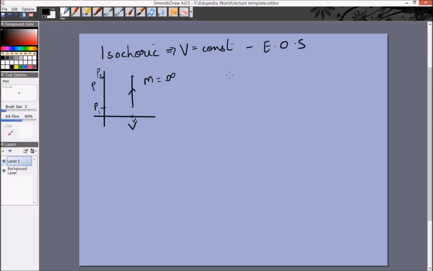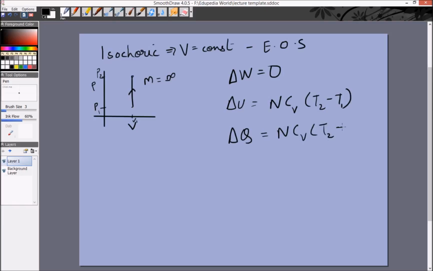What is delta W? That is 0, because it's an isochoric process. What is delta U? That is always exactly the same, that is nCv dT, which becomes nCv into T2 minus T1. This is always the case. Delta U is the same always. So since delta W is 0, delta Q also becomes nCv times T2 minus T1.